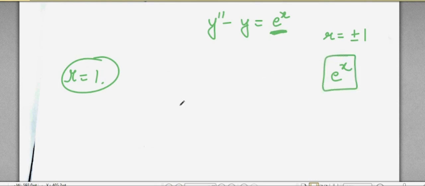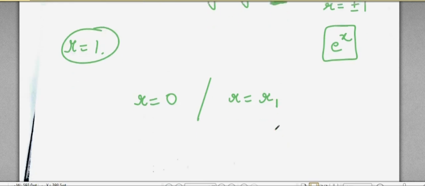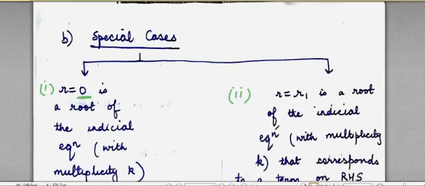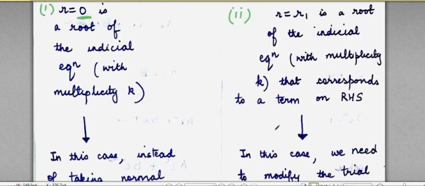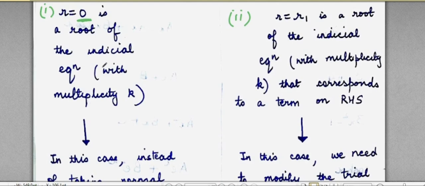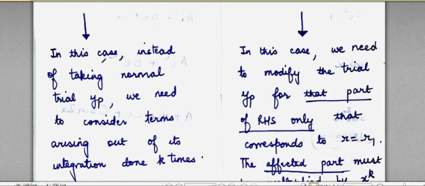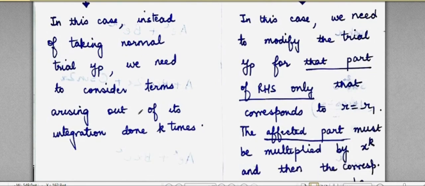So the special case arises in two situations. Number one, if r equal to 0 is a root, or there is a root, say r1, of the characteristic equation which corresponds to a term on the right hand side also. In those two situations you will not be considering the normal trial yp. What you will do is, suppose r equal to 0 is a root, then instead of taking the normal trial yp, we will have to consider the terms arising out of integration of that normal trial yp.